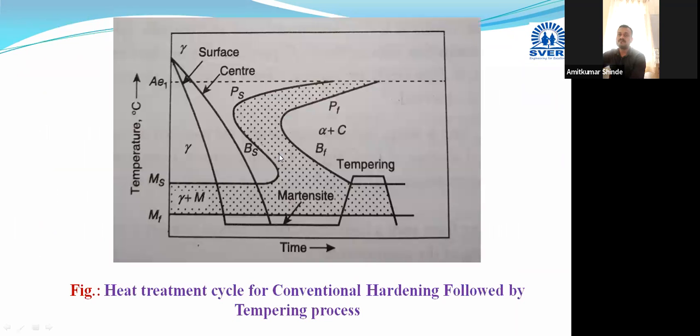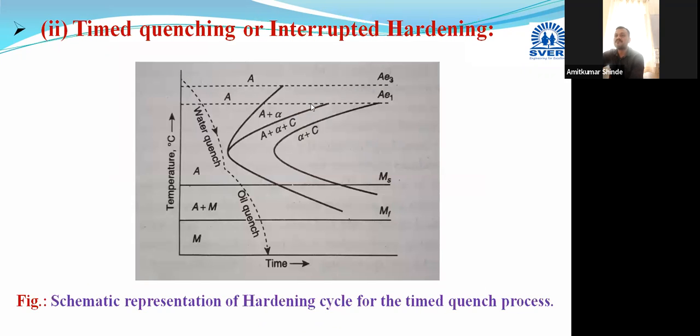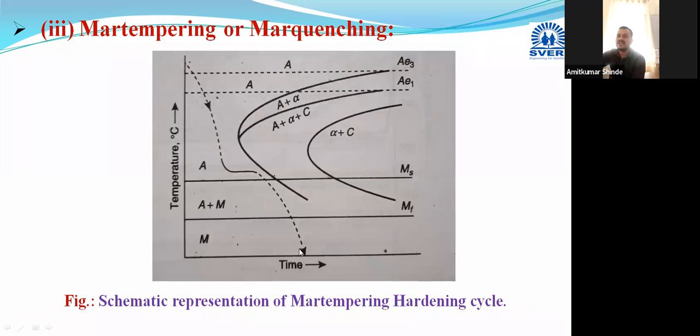Then, depending on the different quenching mediums used, hardening has different types, like conventional hardening plus tempering, then time quenching or interrupted hardening, where we use 2 different mediums for quenching. Suppose for low carbon steel, we use water quenching and oil quenching. If medium carbon steel is there, then oil or air medium can be used simultaneously.